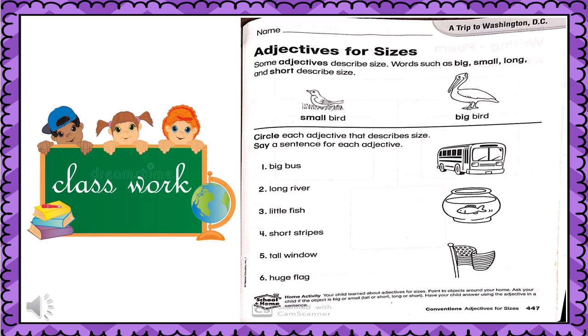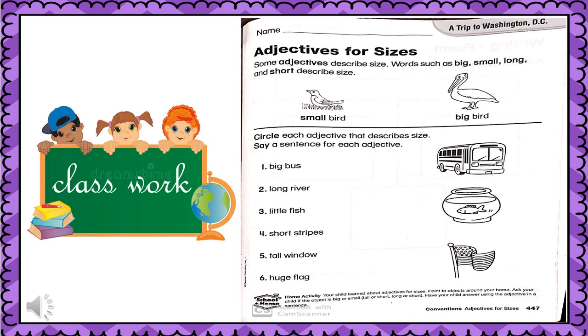Size such as big, small, long, and short, and all the other words that we took. Number 1, big bus. What is the adjective here? Don't say the answer, circle it in your book. Number 2, long river. What is the adjective here? Number 3, little fish. What's the adjective here?